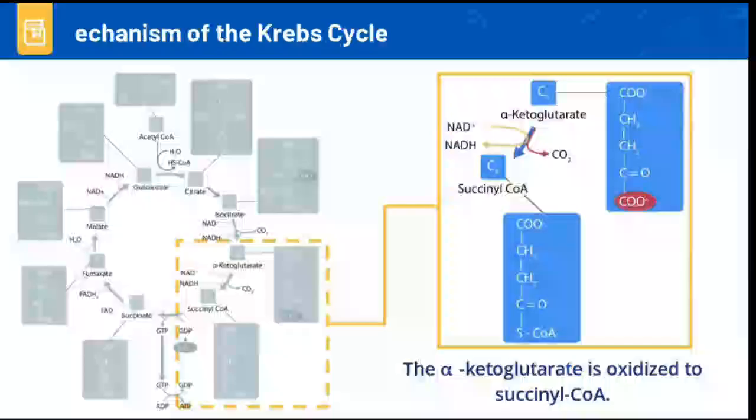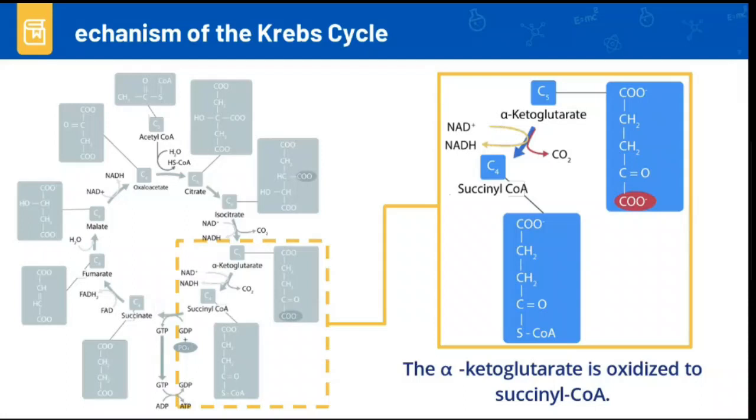Now, the next step here involves the oxidation of your alpha ketoglutarate, which is catalyzed by your alpha ketoglutarate dehydrogenase. So carbon dioxide is released. And this NAD underwent reduction, that's why it became NADH during your process. So which leaves only your 4-carbon molecule behind.